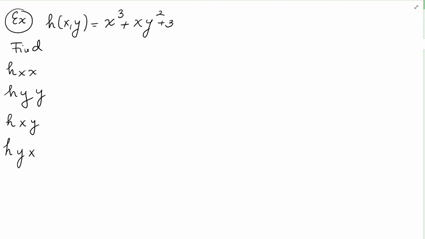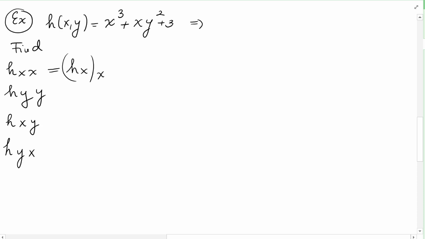Let's solve another problem. Let's say we have the function h of x, y is x cubed plus xy squared plus 3, and we want to find the second order partial derivatives. So we want to find h sub xx, h sub yy, h sub xy, and h sub yx. So h sub xx means the derivative of h with respect to x twice. So first we want to find h sub x.